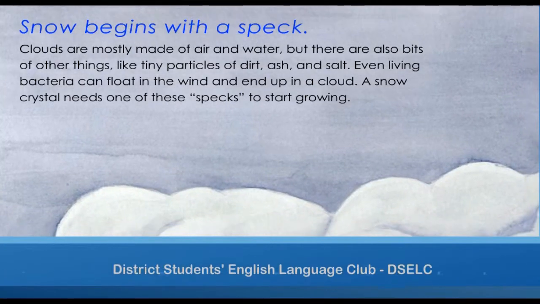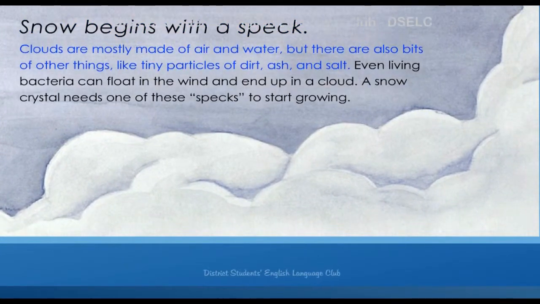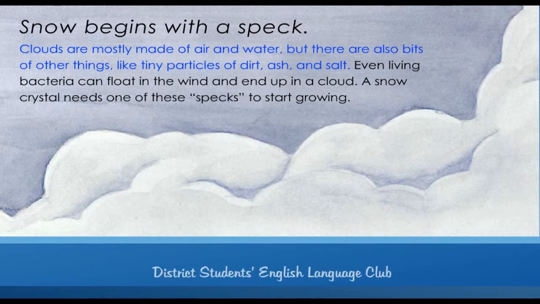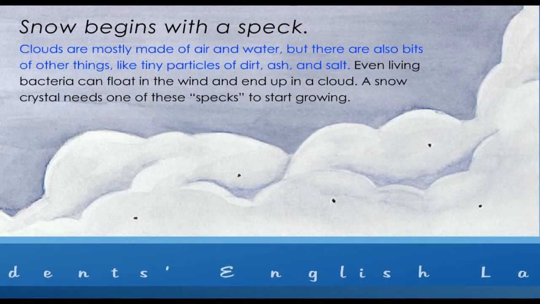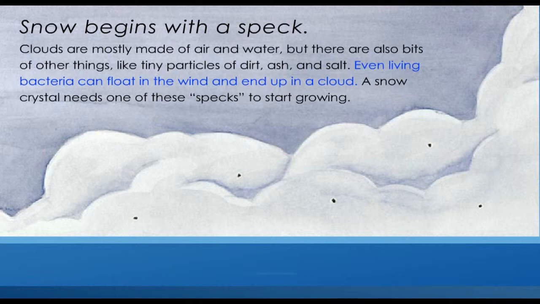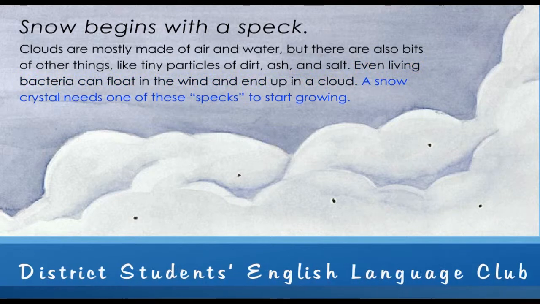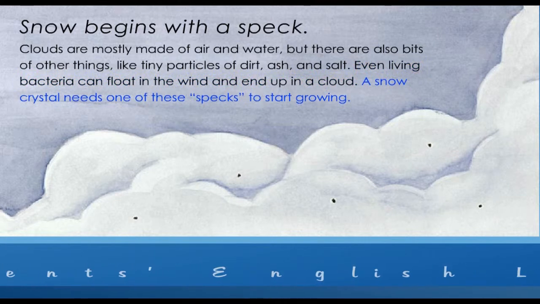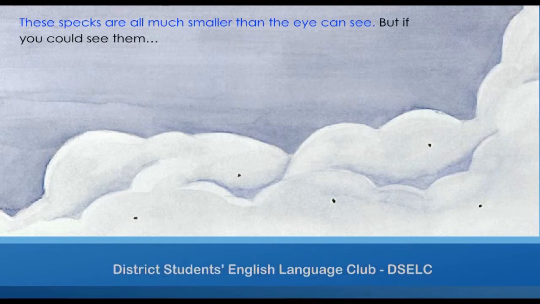Snow begins with a speck. Clouds are mostly made of air and water, but there are also bits of other things, like tiny particles of dirt, ash, and salt. Even living bacteria can float in the wind and end up in a cloud. A snow crystal needs one of these specks to start growing. These specks are all much smaller than the eye can see.